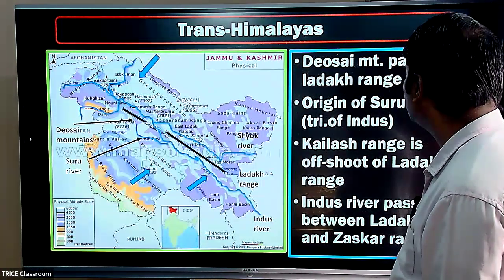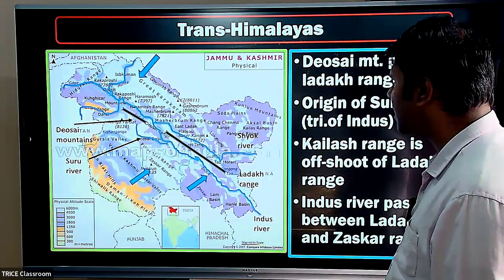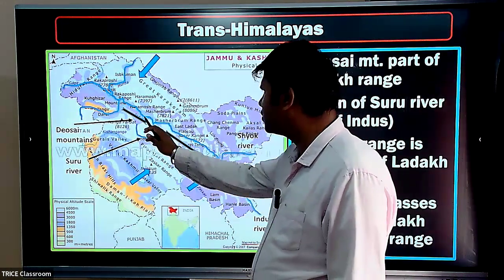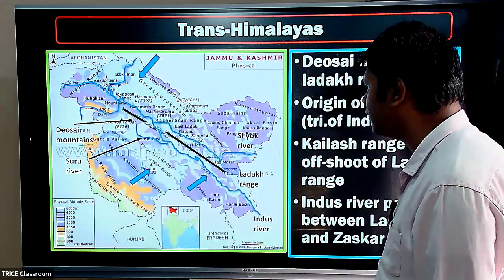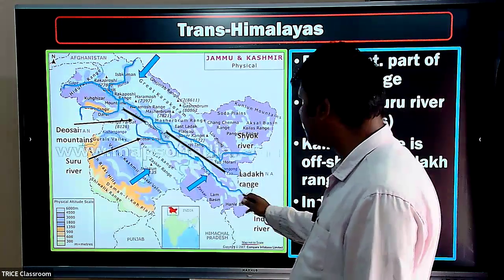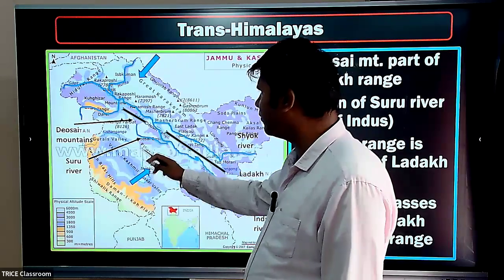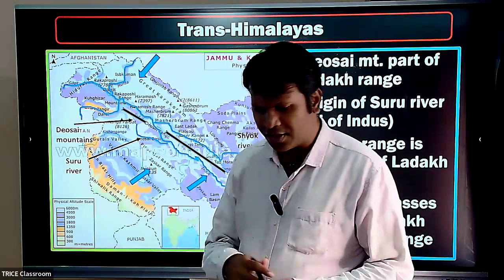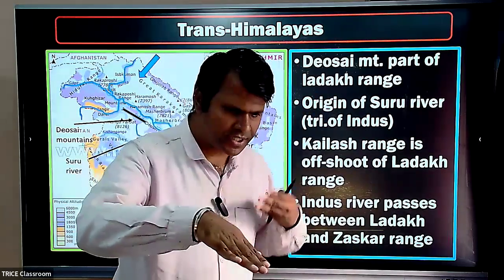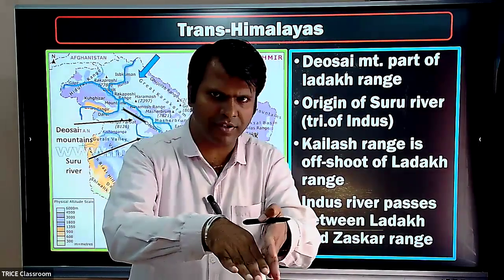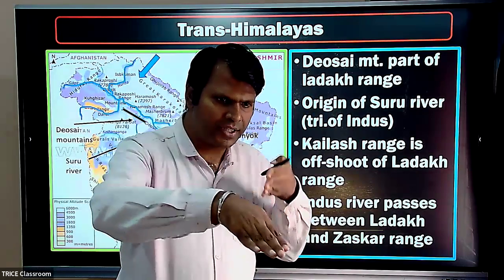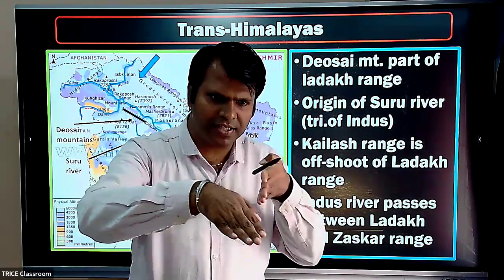Then you have the Deosai Mountains, which are part of the Ladakh range. So this is the Ladakh range. Now the Indus River has a tributary called the Suru River. Understand, if a river is flowing like this, a tributary will also join the path of the river in the same direction.